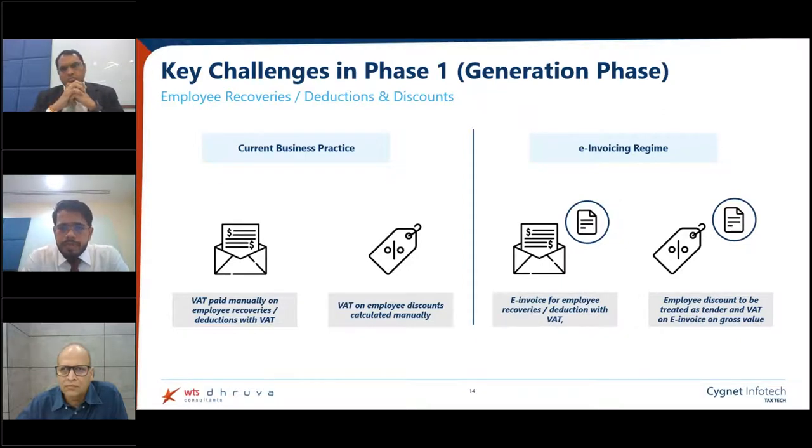And on the employee discounts, the discount has to be treated as a tender and we must ensure that the VAT is calculated on the gross value. So this is something that needs to be taken care of in the invoicing regime.